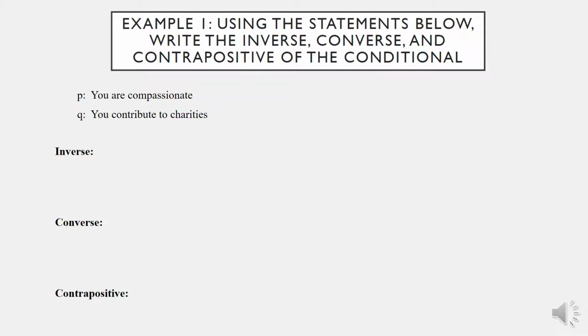Let's look at our first example. Here we're going to use the statements below to write the inverse, converse, and contrapositive. The statement P is you are compassionate. The statement Q is you contribute to charities. All right, so we're going to start by finding the inverse.